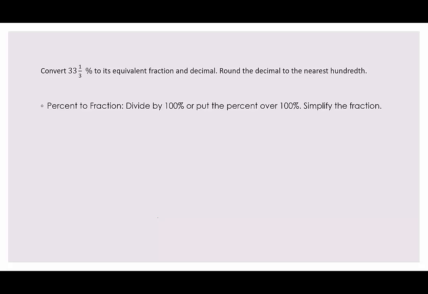We divide by 100%, or we put the percent over 100. Now, we can't do the second option here. We can't put it over 100% because that creates what's called a complex fraction, and we don't want to deal with complex fractions. They are complex enough. What we're going to have to do here, let's see, 33 1/3%.